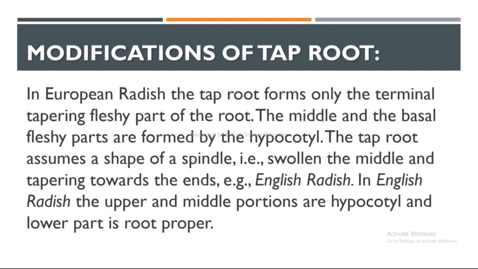In European radish, the taproot forms only the terminal, tapering fleshy part of the root. The middle and the basal fleshy parts are formed by the hypocotyl. The taproot assumes the shape of a spindle, for example, swollen in the middle and tapering towards the end. And for example, English radish. So in English radish, the upper and the middle portions are hypocotyl and the lower part is the root proper.